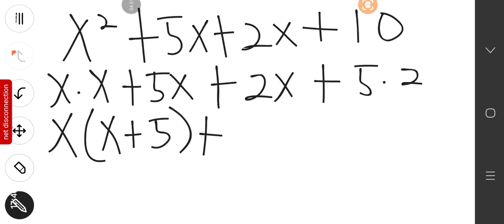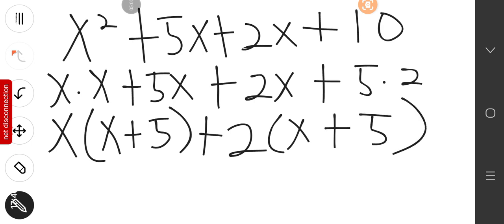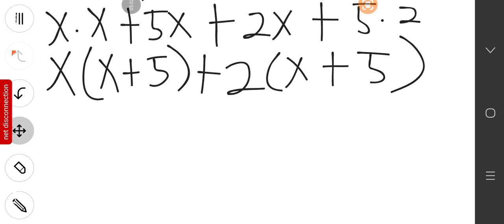Now what can you see here and here? What you can see there and here is 2. So the 2 comes out, and we are left with x plus 5.